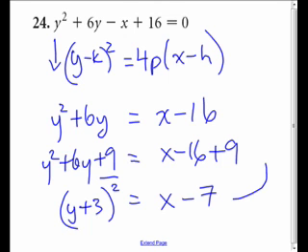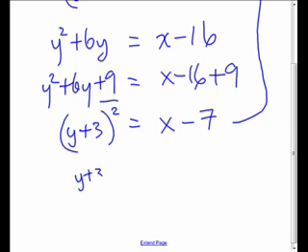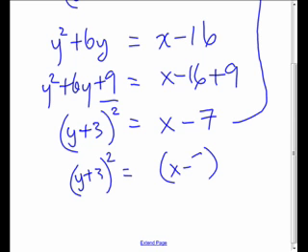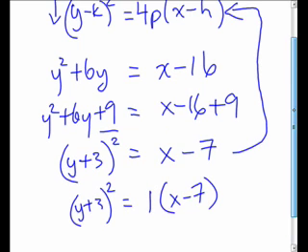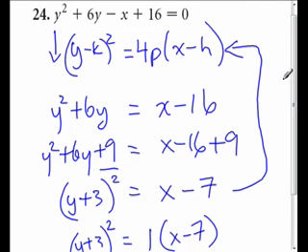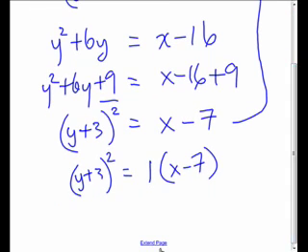Now I have my equation that looks like this. Well, I don't really have brackets on this right side. Let's just write it like this. I don't really have anything else out front there to factor out. I guess I could put a 1 there. And maybe I should put a 1 because I know that that's equal to 4p, and I'll be able to get my p-value from that.